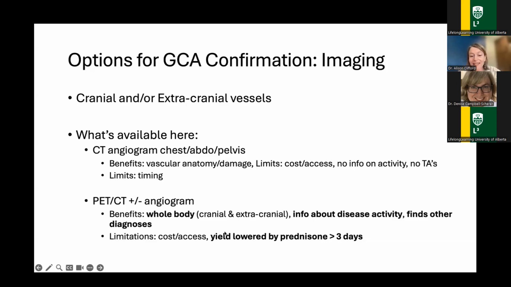The main issue with PET is that it is definitely altered by prednisone. And so the earliest PET scan is going to be the most useful. Within 3 days of starting steroids, it looks equivalent to pre-steroid. After 3 days, the yield does go down. It can still be useful, but really the best quality test is going to be the fastest one.